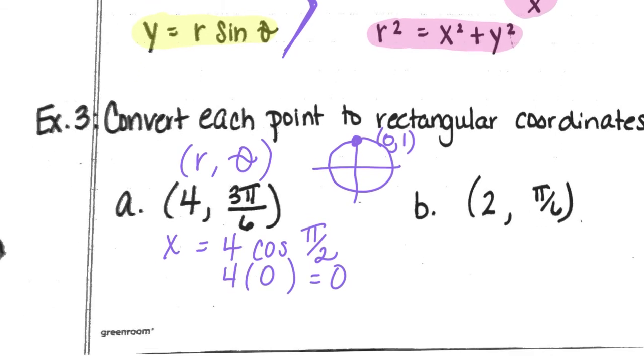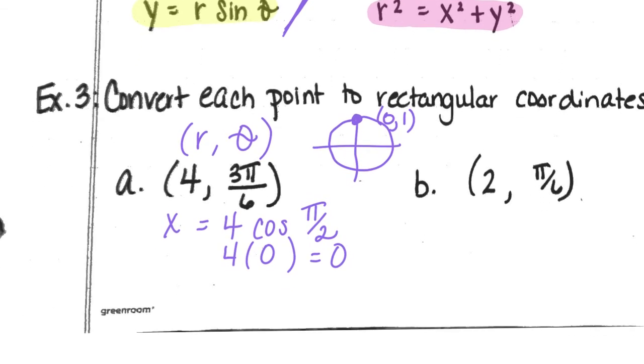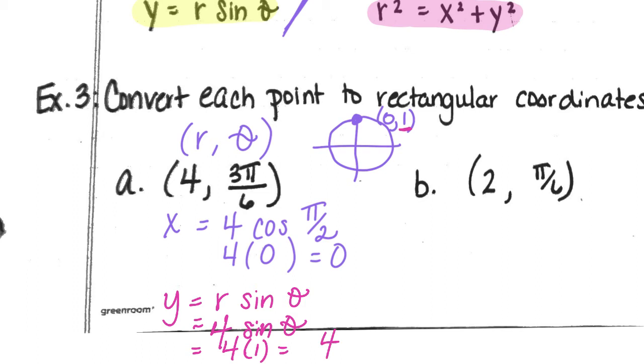Now to find the y-coordinate, y is equal to r times the sine of theta. r is 4 still, and the sine of theta, well, we know the sine of theta is going to be that 1. So this is just saying 4 times 1, which is 4. So I know that the rectangular coordinates of A are (0, 4).